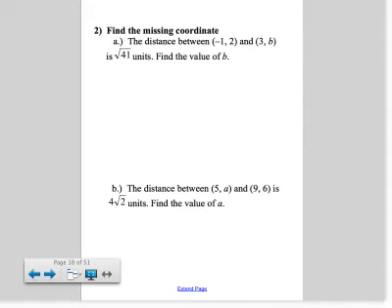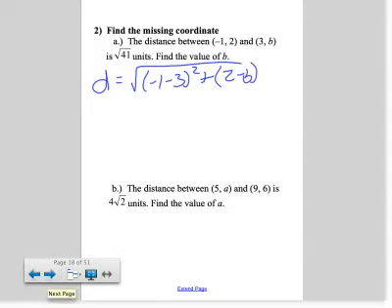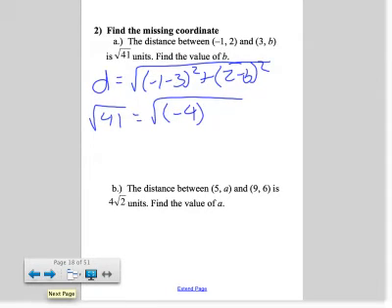It says find the missing coordinate. Okay, the distance between negative 1 comma 2 and 3 comma b is square root 41. Find the value of b. So again, d equals square root, subtract your x values, square them, subtract your y values, and square it. Now here's the deal. We already know what d is. D is the square root of 41 equals the square root of, now we have negative 1 minus 3, that's negative 4 squared, plus 2 minus b quantity squared.